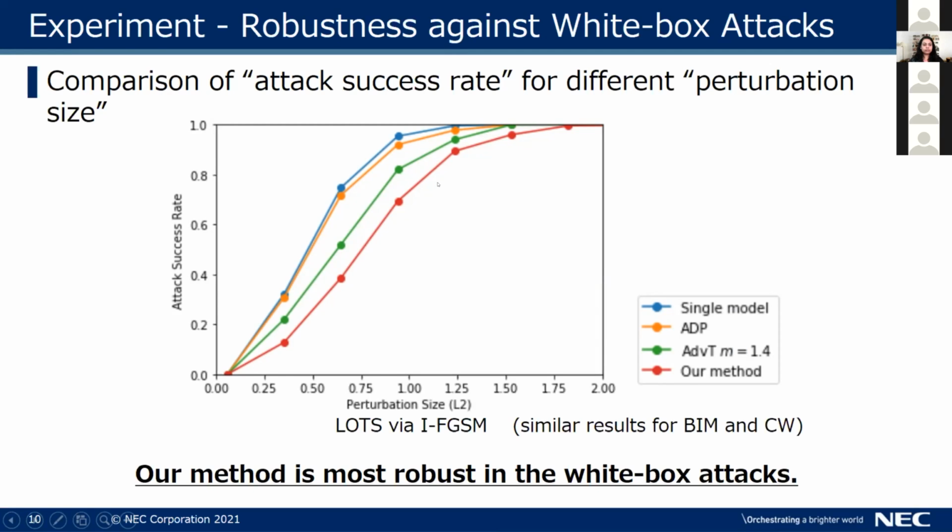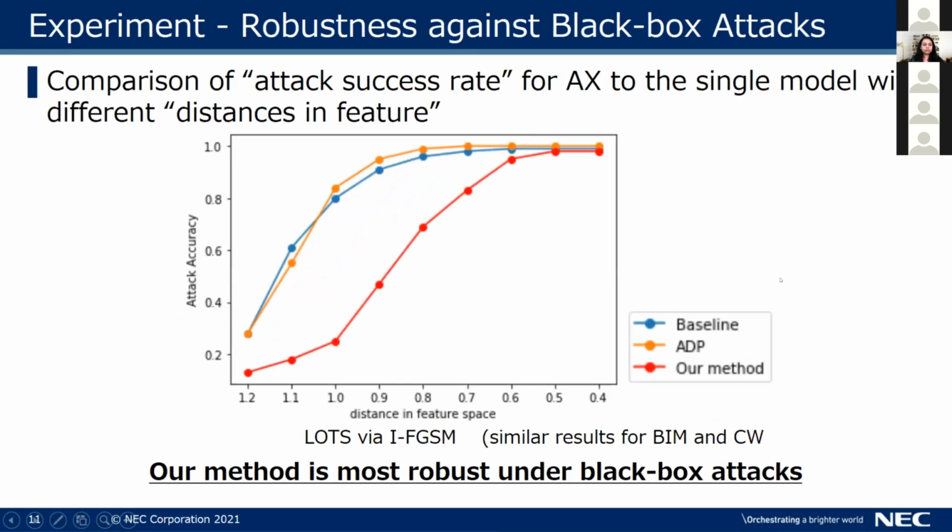Okay, and the evaluation results against BIM and CW show the same tendency as iterative FGSM. And this is the result for black box attack. We compared the success rate for AX to the single model with different distances in feature space. We generate adversarial examples from a single model in white box setting, and we transferred them to different models and measure the attack success rate.